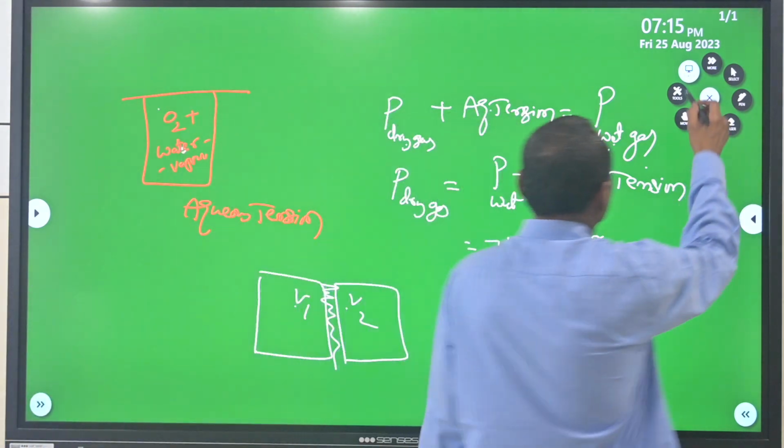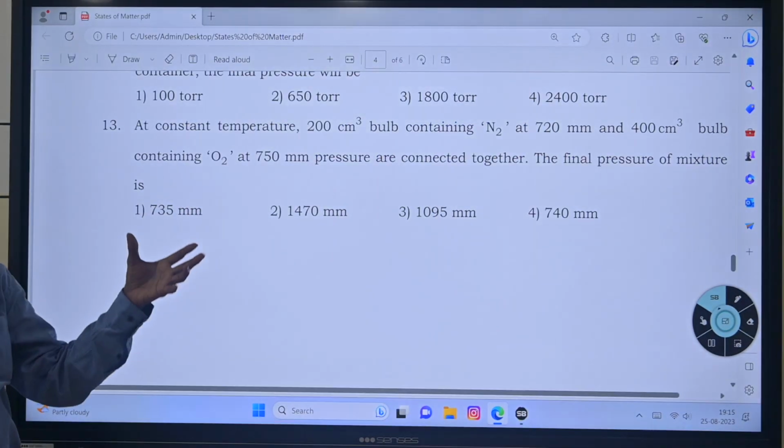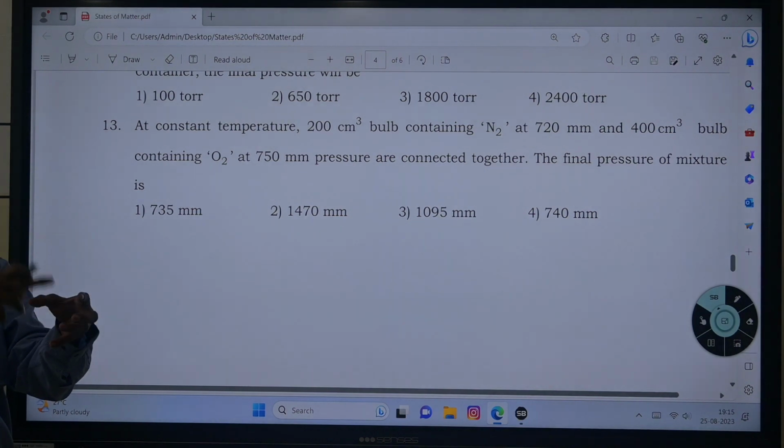Just solve it. It's also very easy. Only the difference is here the two bulbs are connected together. Therefore, if the two bulbs are connected together, the total volume is V1 plus V2.